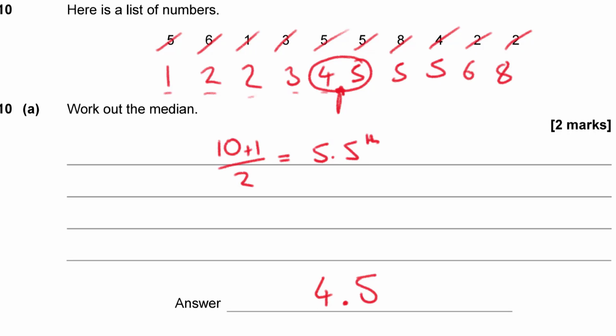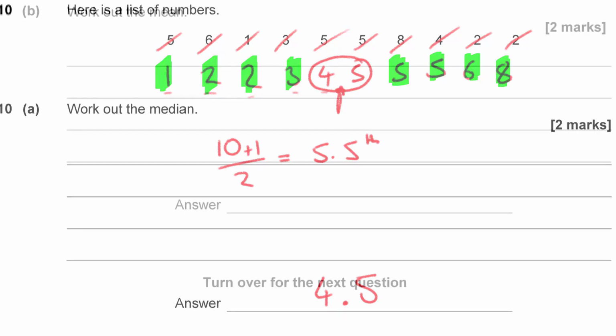Alternatively, if you don't like using this n plus 1 over 2th way of working out where the median is, you can kind of come in from both ends. So you can kind of say, count in. So 1, 2, 3, 4. So I count in from both ends until you're just left with 1 or 2 numbers in the middle. Do it that way. That also works.